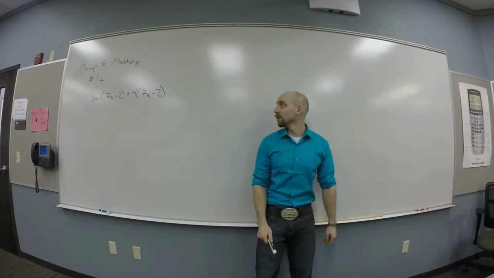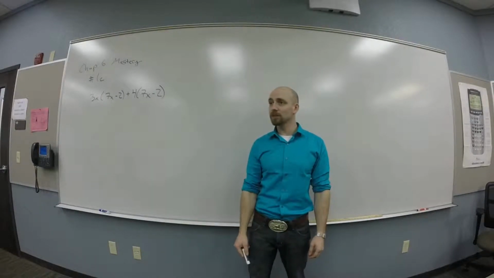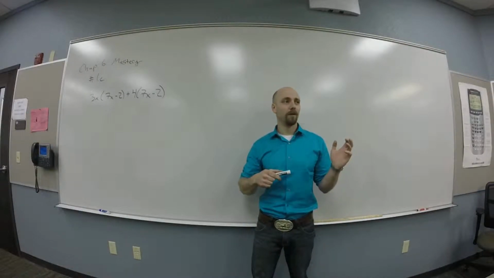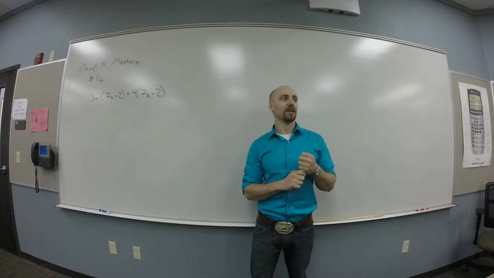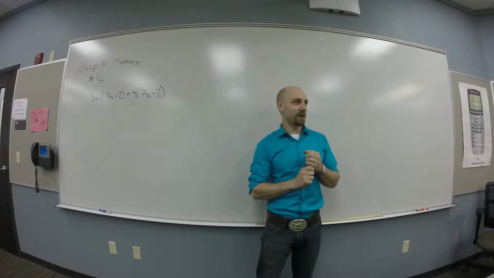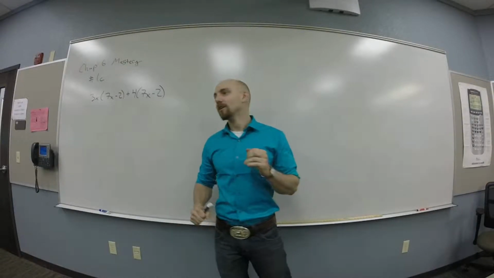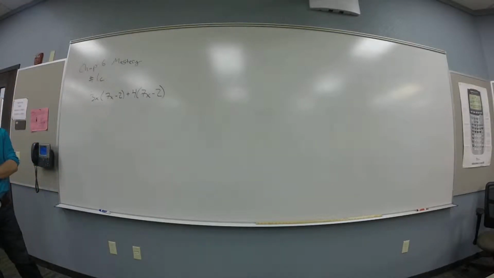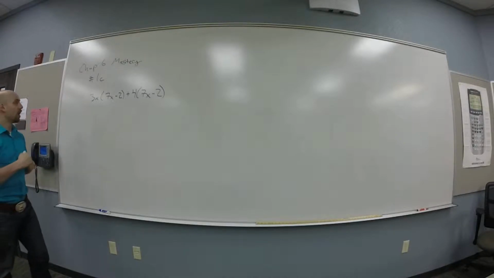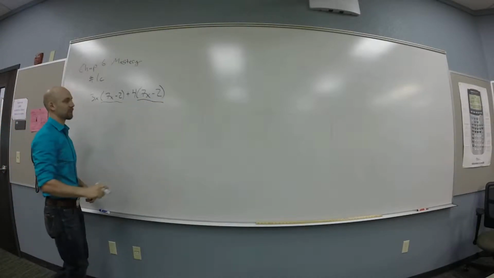Okay, so I'd like to do number 1C on the Chapter 6 Mastery, which says that I should factor out the GCF, which is the biggest thing that divides into everything, right? Okay, so I'm looking at 3x times the quantity 7x minus 2 plus 4 times the quantity 7x minus 2. What's common between these? 7x minus 2. Oh, that's cool, right? We see that there's a 7x minus 2 in both pieces.